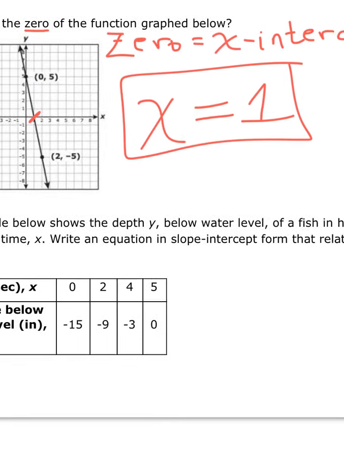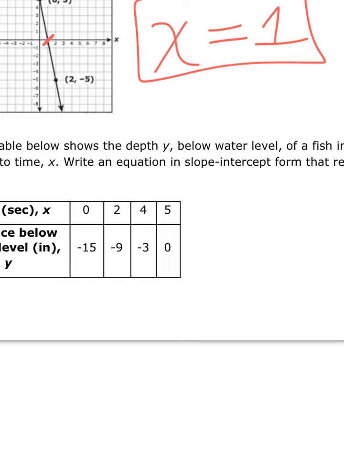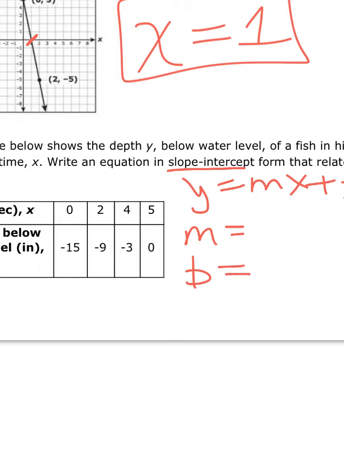Number 8 says the table below shows the depth y below water level of a fish in his tank with respect to time x. Write an equation in slope-intercept form that relates y to x. So we want that in y equals mx plus b. So we need to find two things: slope and y-intercept.